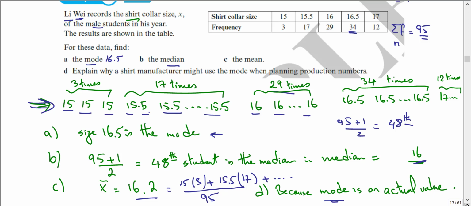So to get the median, pay attention. To get the median, you do what? You add 1 to the total and you divide by 2. Okay?